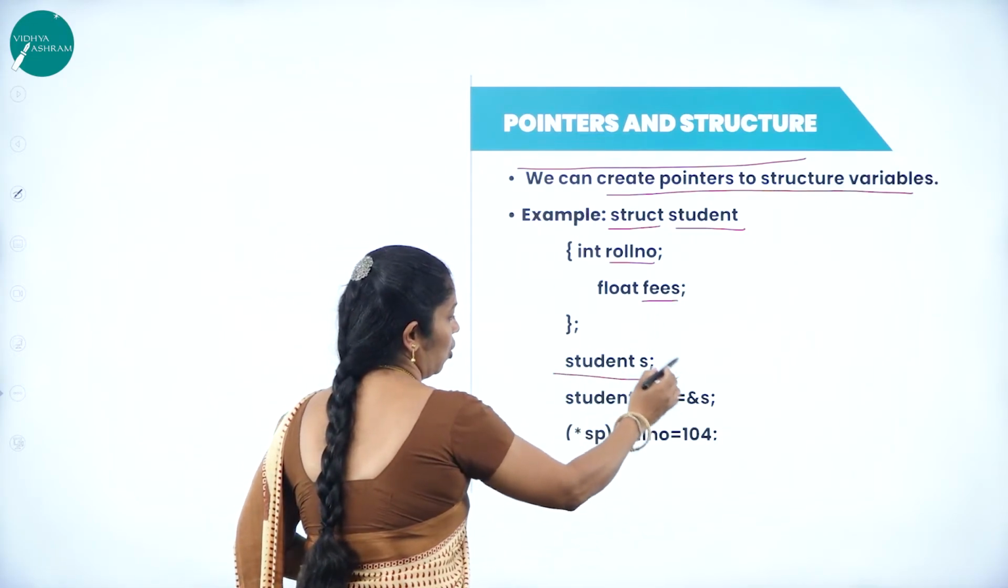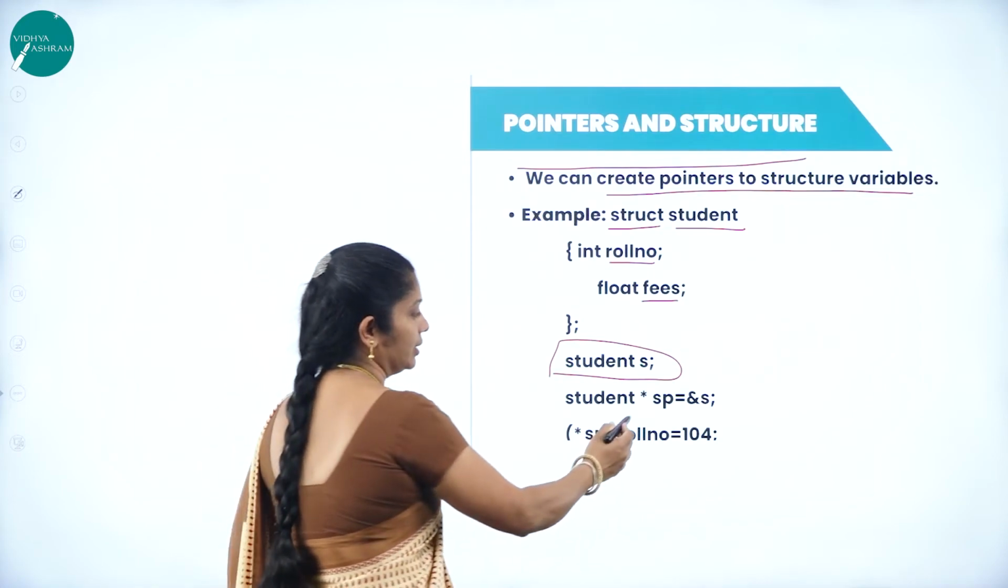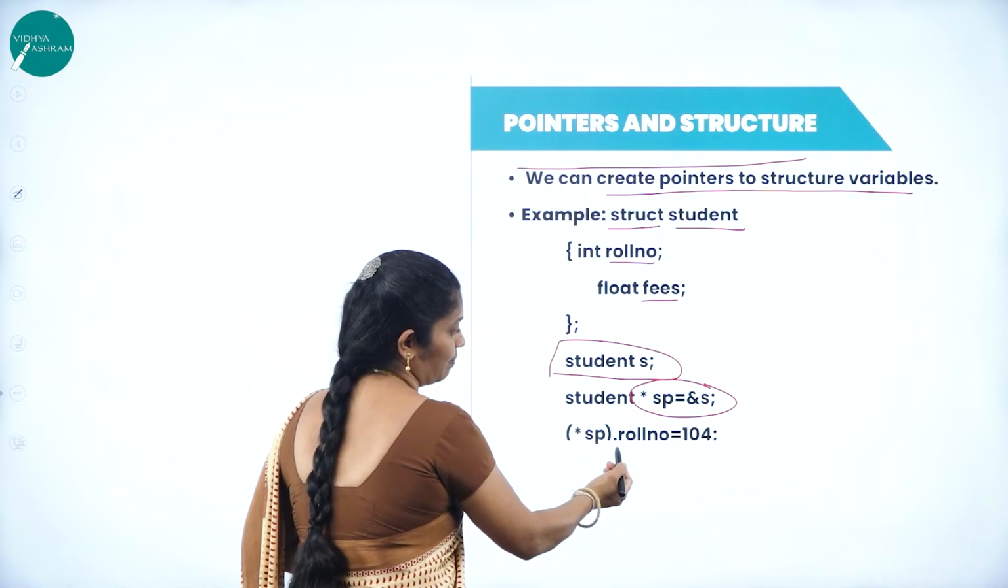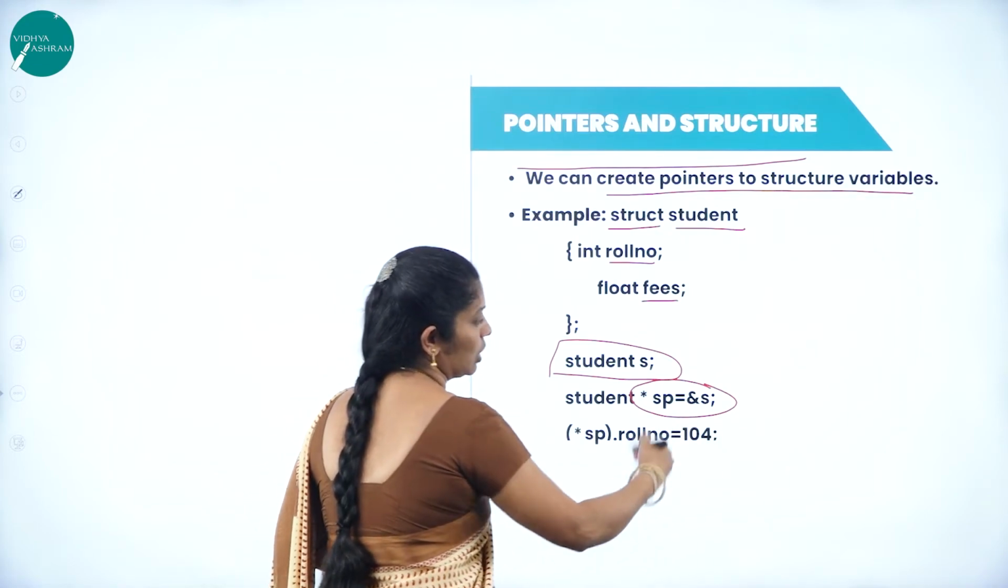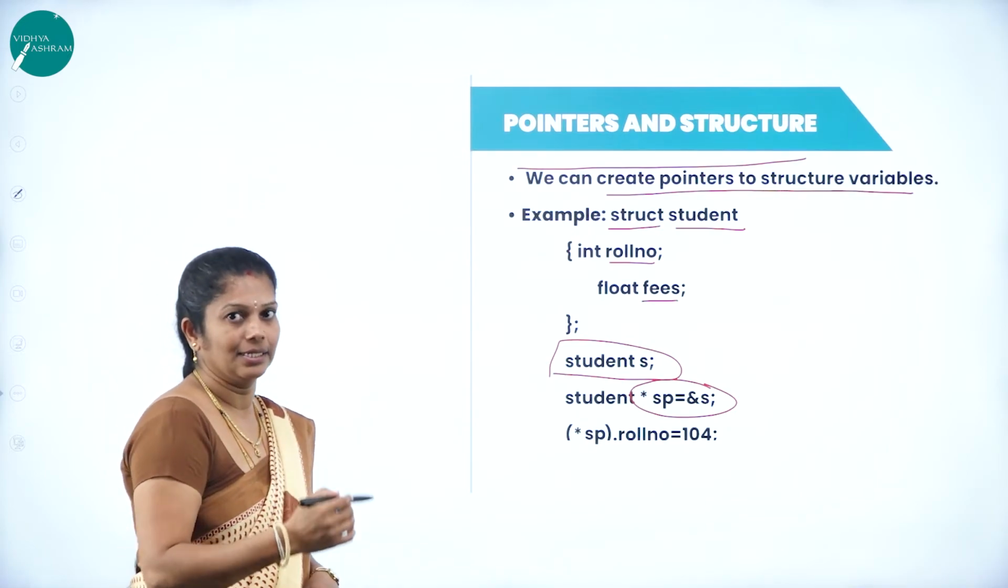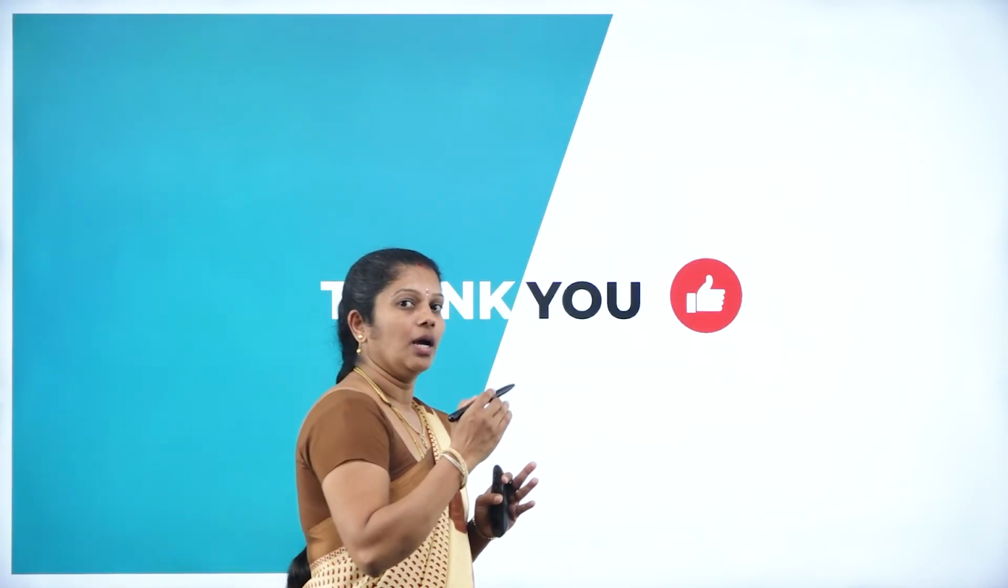Then we create an object here. Both the address and the structure can be used. For example, sp dot roll number is equal to 104. Like that we can initialize and access the members. This completes the pointers concept.